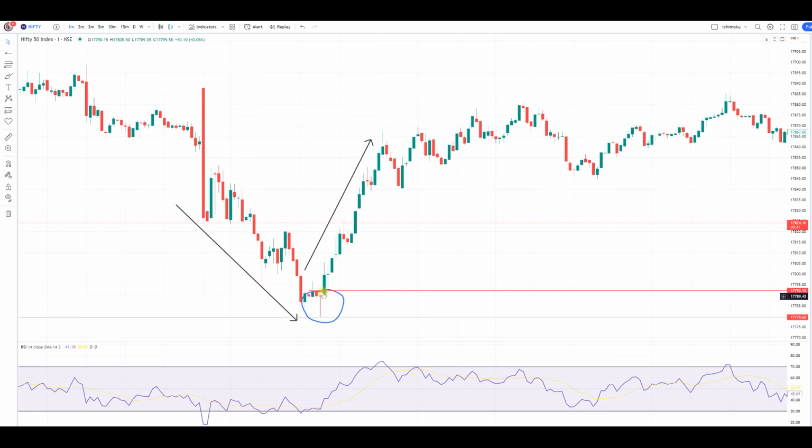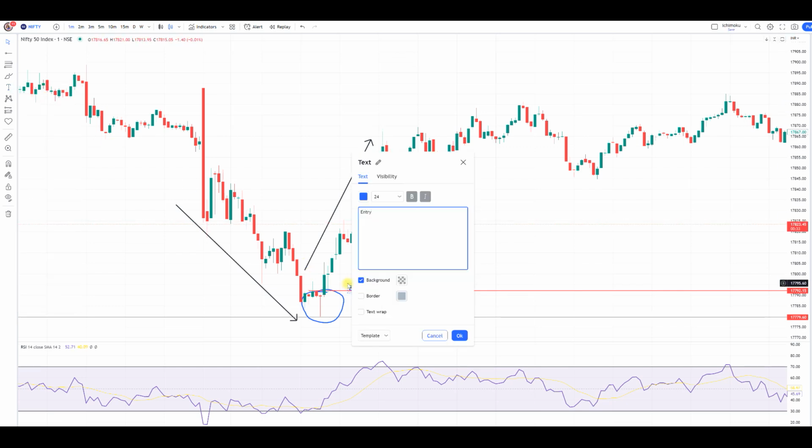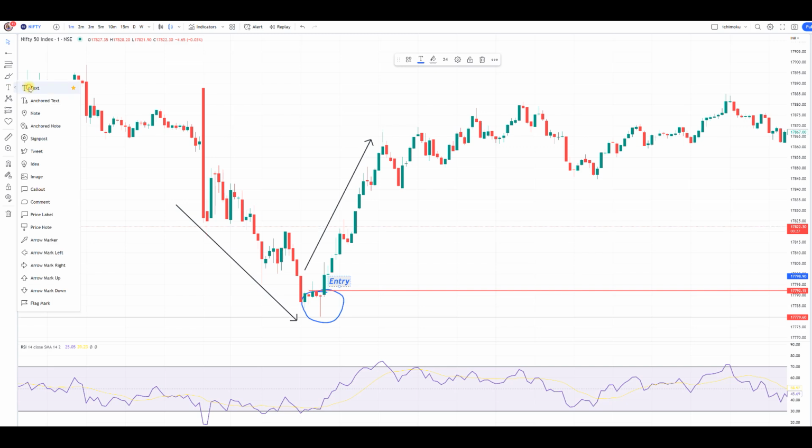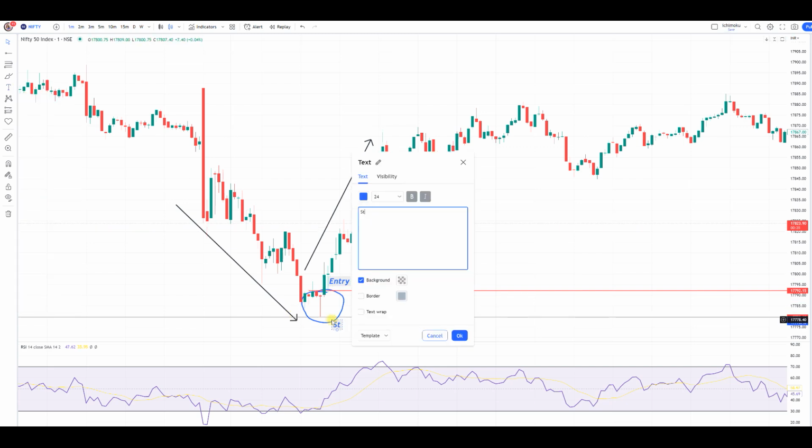So above this level, above this doji candle's high, if the high of this candle is broken, one can enter into the long trade. So entry. And what is the stop loss? Stop loss is the low of this candle. So here is the stop loss.